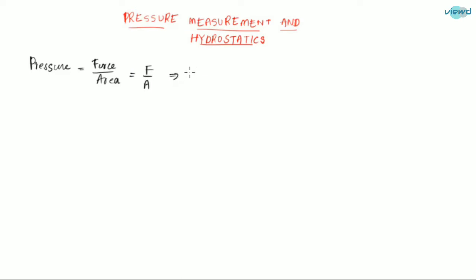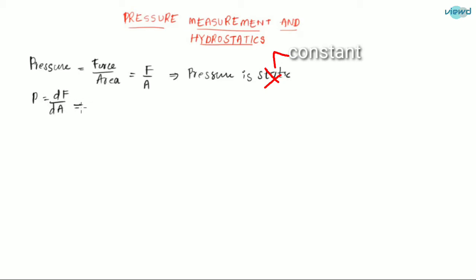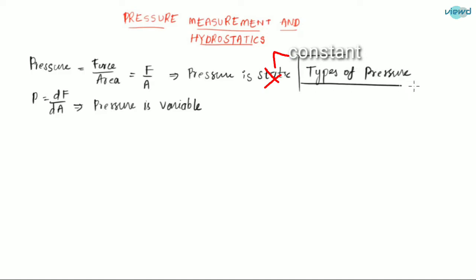This is applicable when pressure is static, and pressure is equal to dF by dA, which means pressure is variable. For variable pressure, dF by dA is used. And one important topic is types of pressure. The pressure can be measured in different types by the instrument we use.